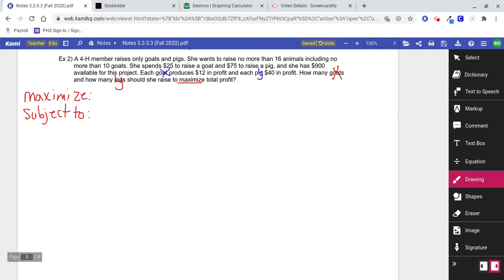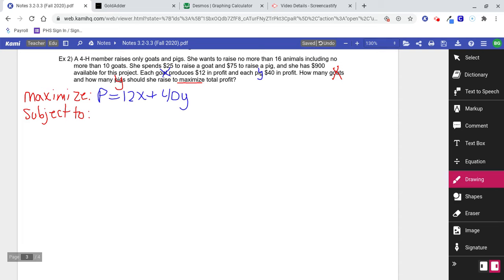So right there, I'm going to use the letter P. You can use Z if you want. You can use Z every single time, but I like to use a descriptive letter like P for profit. So the profit is going to be $12 for each goat plus $40 for each pig. Once you've seen one of these problems and you understand that they're the same thing over and over again, you should kind of get in the flow a little bit. Okay, so the rest of this is some constraints.